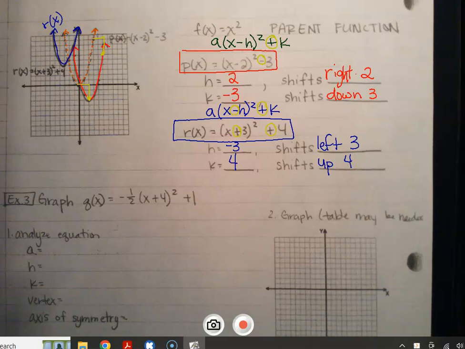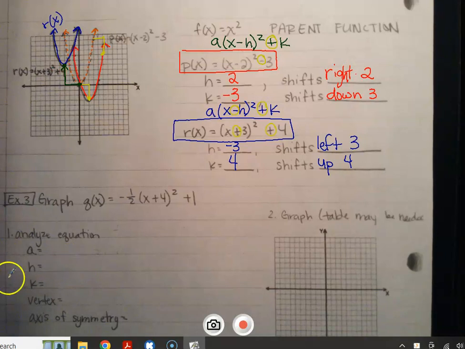And again, we can check. So from my parent function here, my vertex, I shift left 3, 1, 2, 3, and I should go up 1, 2, 3, 4. And there is my vertex. Okay. So that vertex form is very, very helpful in order to graph your parabola.